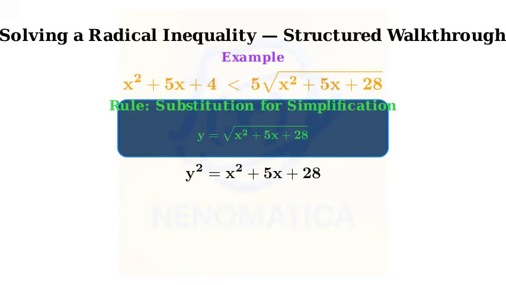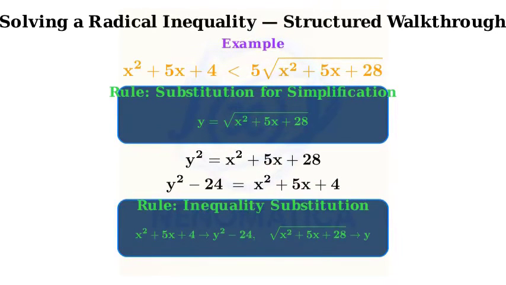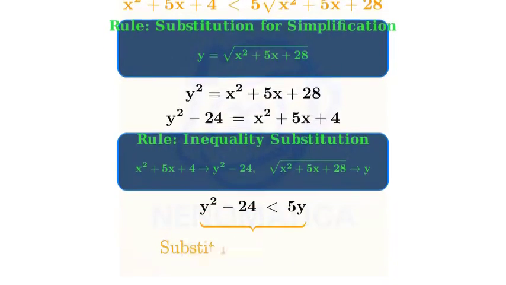From the definition, y squared equals x squared plus 5x plus 28. Subtract 24 from both sides to match the left expression. Y squared minus 24 equals x squared plus 5x plus 4. Step 2. Substitute into the original inequality. Replace x squared plus 5x plus 4 by y squared minus 24, and replace the radical by y. We get y squared minus 24 is less than 5y.